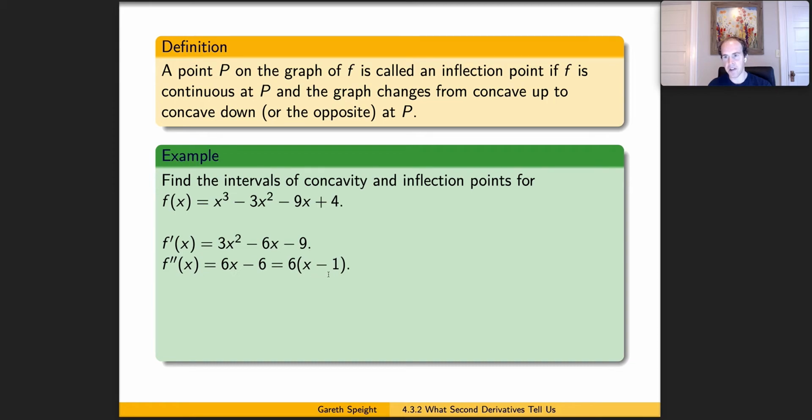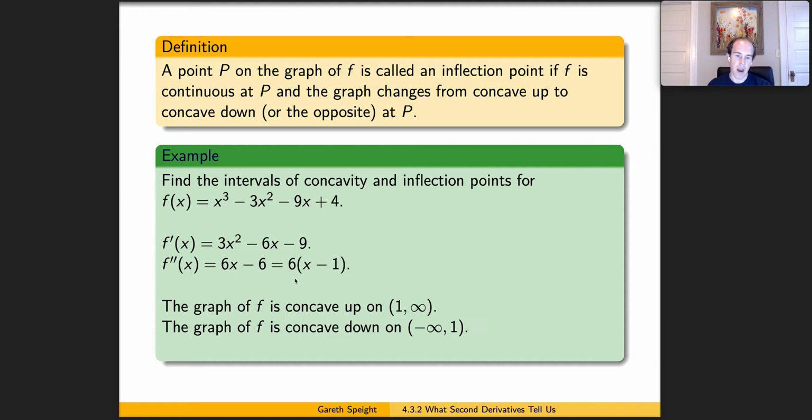So the second derivative is 0 at 1, and it's going to be positive if x is bigger than 1, and negative if x is less than 1. Okay, so if x is bigger than 1, if we're in the interval 1 to infinity, then the second derivative is positive, which means the graph is concave up. And then to the left of 1, f double prime is negative, which means the graph is concave down. And finally, the graph of f changes from concave down to concave up at 1, so that's an inflection point.